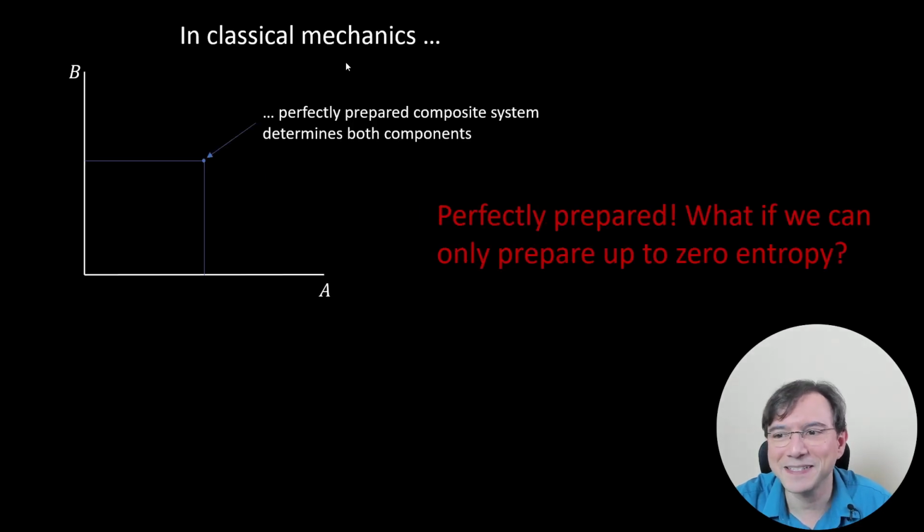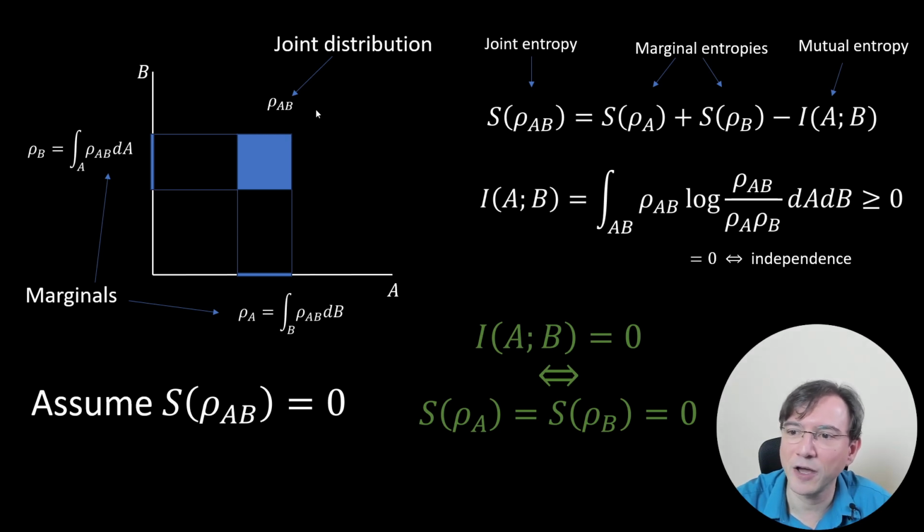Well, in classical mechanics, if I have a perfectly prepared and perfectly specified composite system, then I'm going to determine both systems. I have a point here, and this point is going to tell us exactly what A and B are doing. But this assumes that, again, we can make a perfectly prepared system, a system with absolutely no uncertainty. And so, what if we can only prepare a system up to a zero entropy bound? Well, in that case, we're going to have a joint distribution, and again, we assume for simplicity that this is a uniform distribution, and then we are going to have marginals, and the marginals are going to be integrating the joint distribution over the other system.